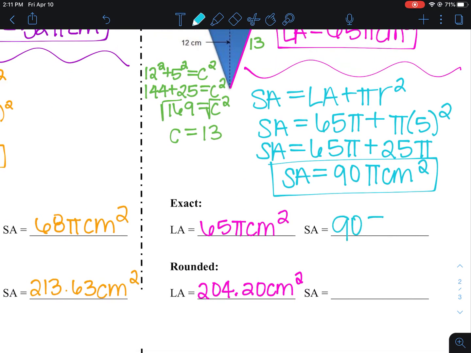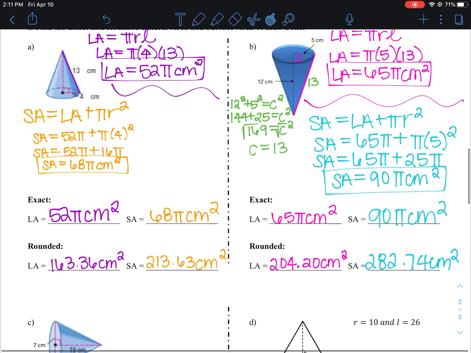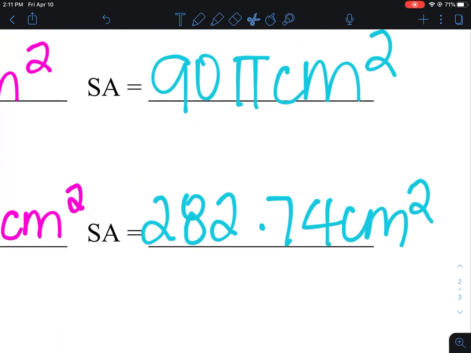That's the exact answer. Type 90 pi in the calculator for a rounded answer, which would be 282.74 centimeters squared. Sorry, I'm going to fix that because that looked ugly. 282.74.